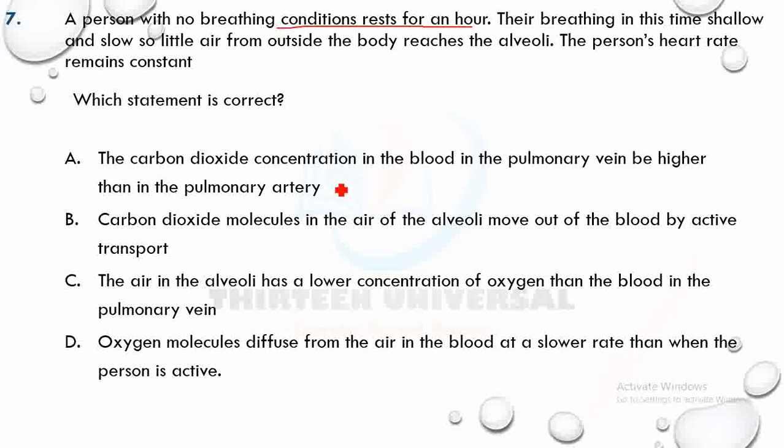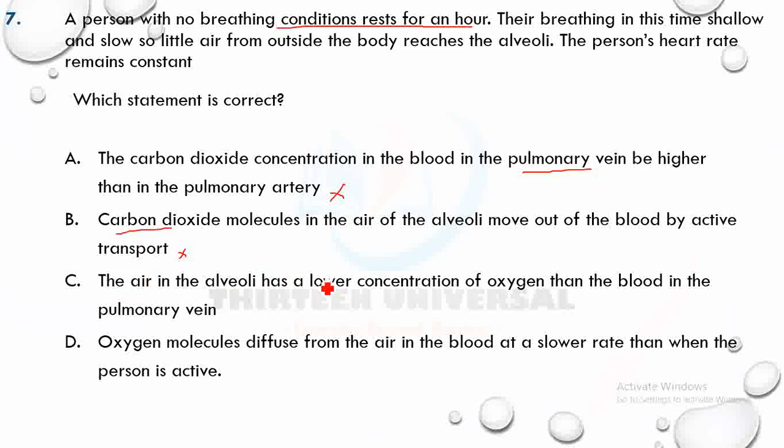Pulmonary vein, no. Pulmonary vein carries oxygenated blood. Pulmonary artery carries deoxygenated blood. This carries oxygenated blood, so it should have low CO2. So this is wrong. Carbon dioxide molecules in the air of the alveoli move out of the blood by active transport. First of all, it is not charged. It moves by simple diffusion, not active transport. So this is wrong.